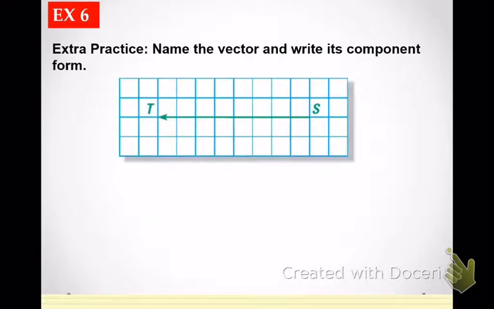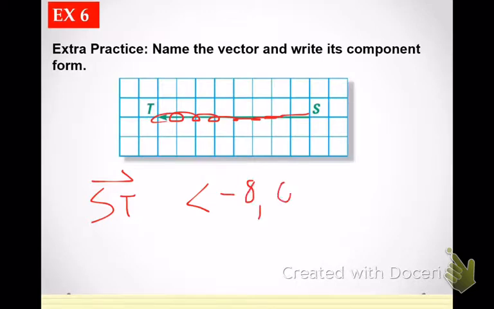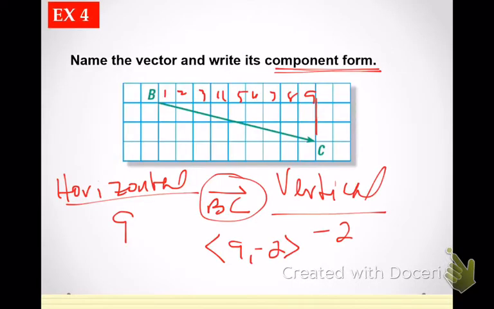Name this vector and write its component form. So give it a shot and see what you come up with. Okay, so this should be ST, and the component form should be what? From S to T, we went back 1, 2, 3, 4, 5, 6, 7, 8. So -8. Vertically, we did not go up at all, so it's <-8, 0>.